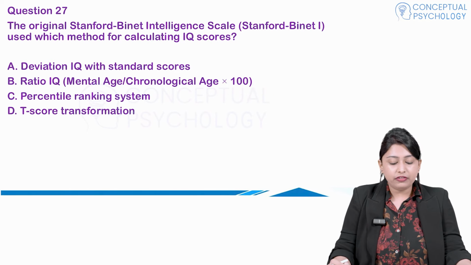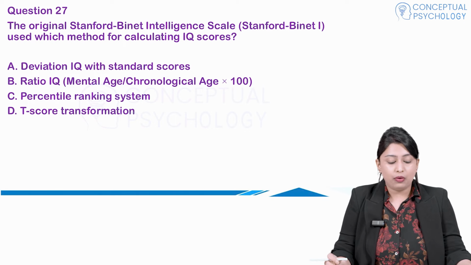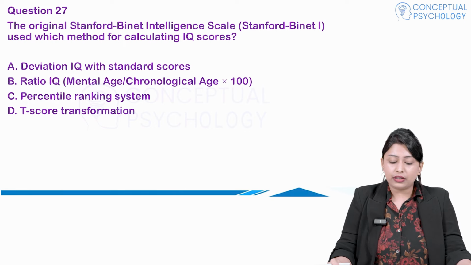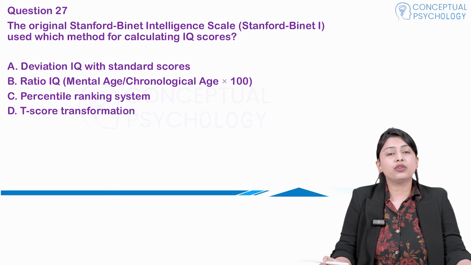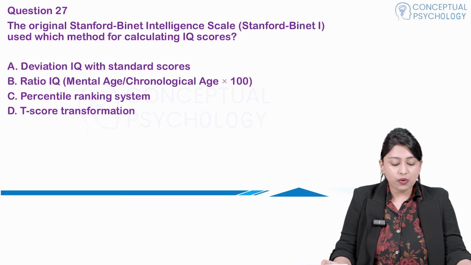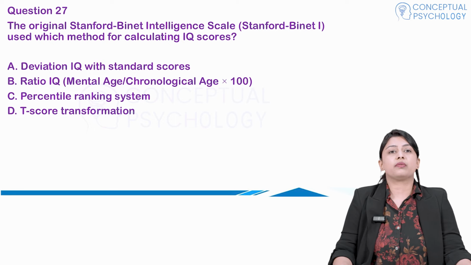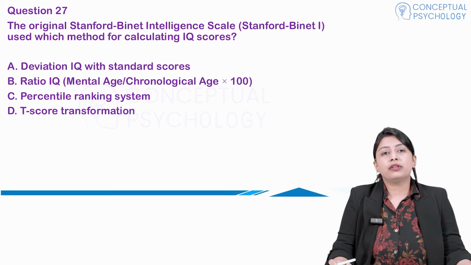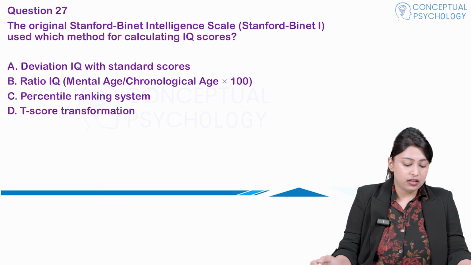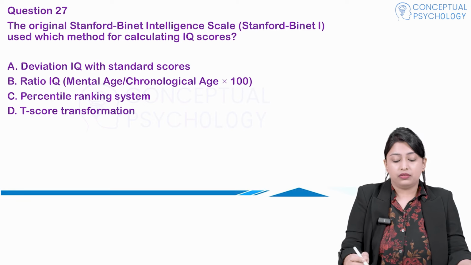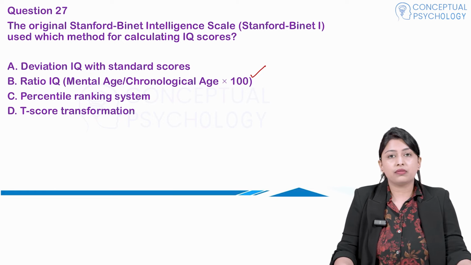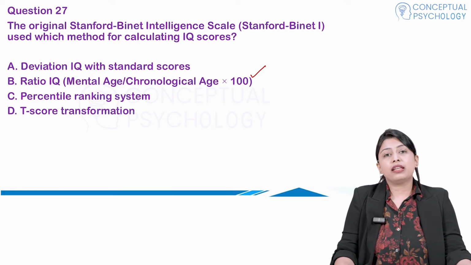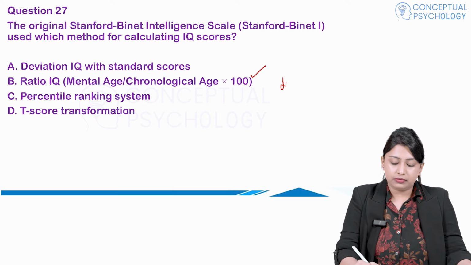The original Stanford-Binet intelligence scale, Stanford-Binet 1, used which method for calculating IQ scores? Deviation IQ with standard scores, ratio IQ, which is mental age upon chronological age into 100, percentile ranking system, or T-score transformation. So the original Stanford-Binet intelligence scale used the ratio IQ, which is mental age divided by chronological age multiplied by 100. This method was developed by Lewis Terman.